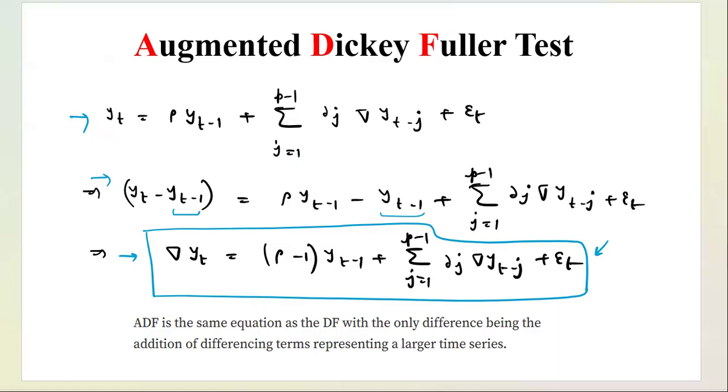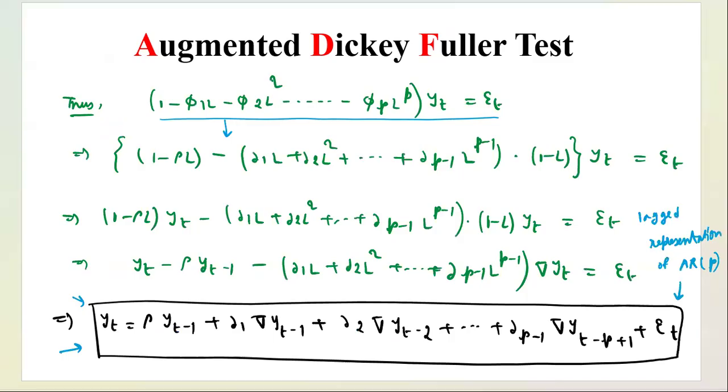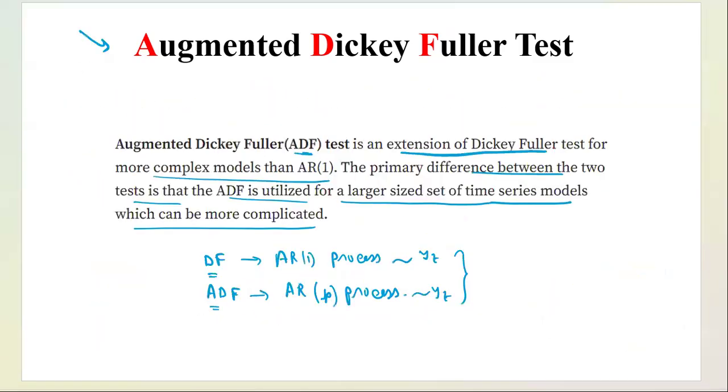So here it is written that ADF is the same equation as DF, with the only difference being the addition of a differencing term representing larger lags. So this particular expression is extra, and it is used to capture the larger lags of the time series. Since instead of AR1 we have used ARP, it is very simple to understand that the process will be a little more complicated than before. So you can compare this with the earlier lag representation.